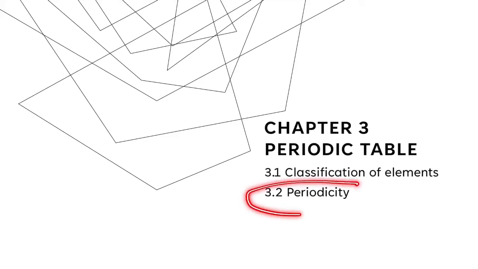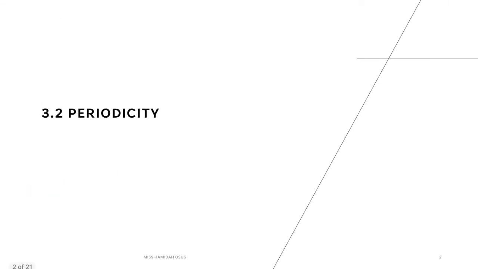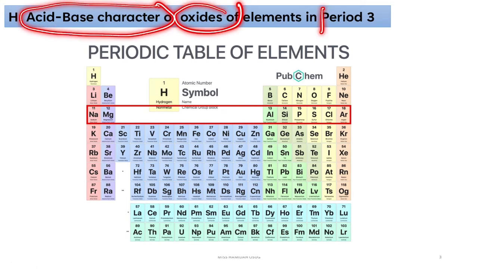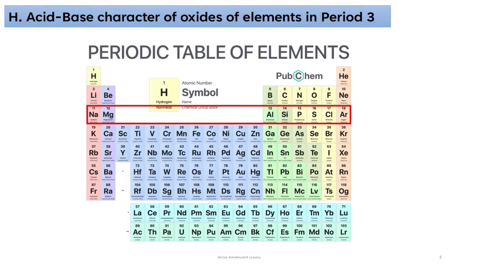So we are still in chapter 3, periodic table. This is periodicity part H, which is the last video for this chapter. In this video we will be looking at the acid-base character of oxides of elements in period 3. The elements involved in period 3 are sodium, magnesium, aluminium, silicon, phosphorus, sulfur, chlorine, and argon.